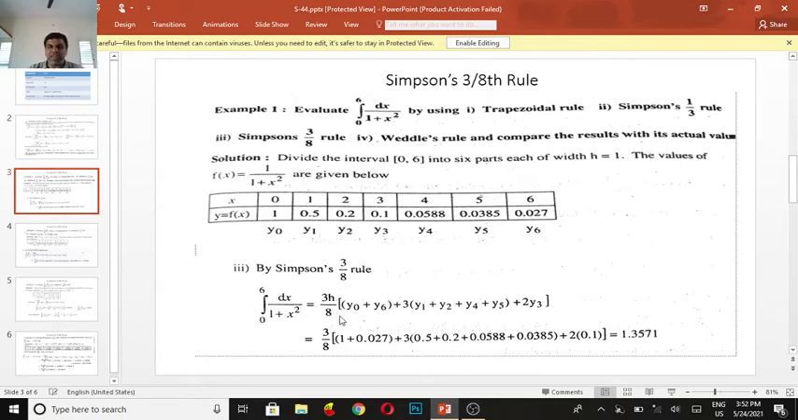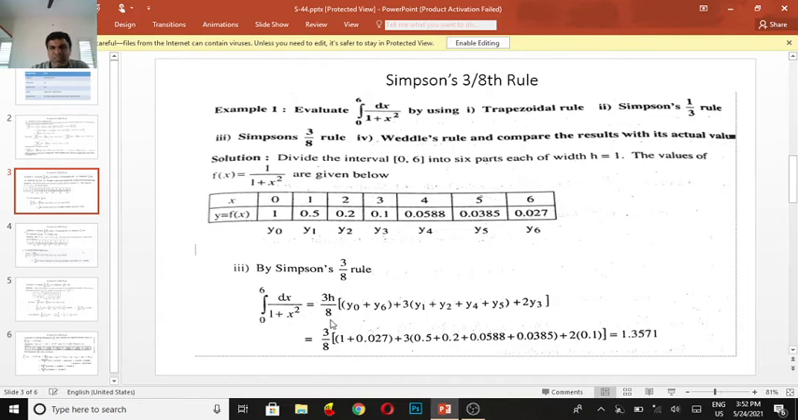So 3h by 8, regarding this interval, 3h by 8 of y0 plus y6 plus 3 times of y1 plus y2 plus y4 plus y5 plus 2 times of y3. So that is 3h by 8. If h is 1, see, the interval difference is 1.